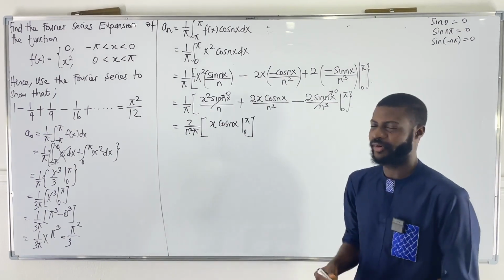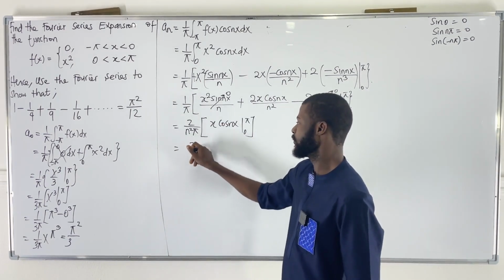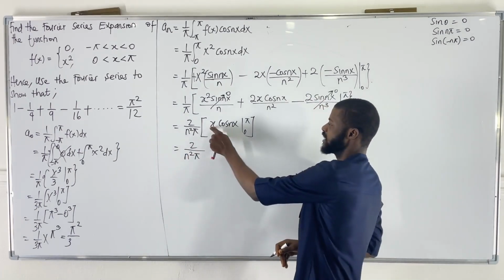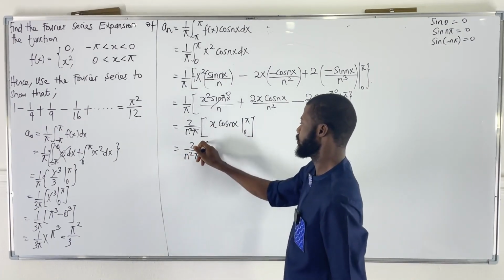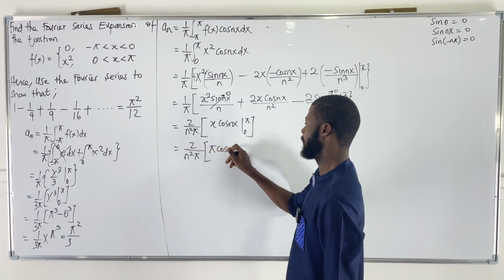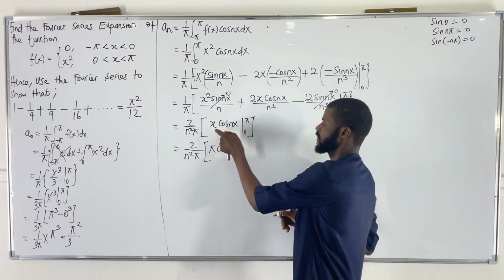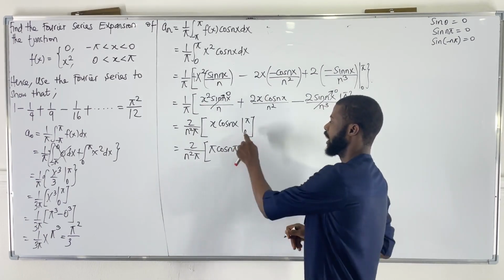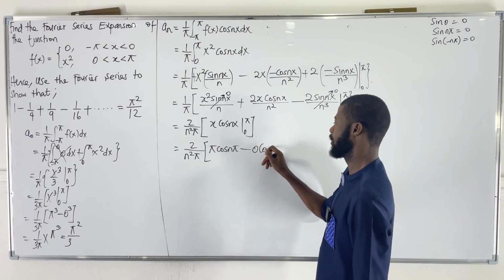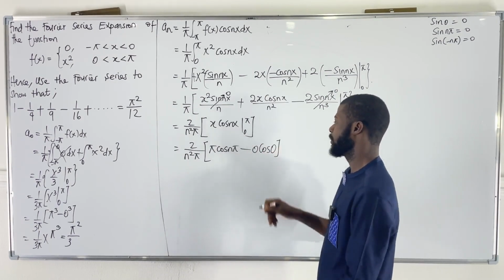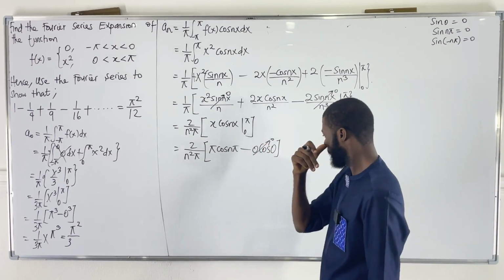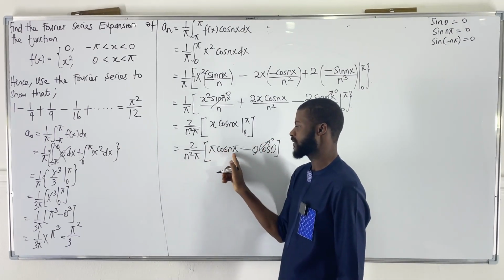Beautiful. Very, very beautiful. So this will be 2 divided by n squared pi. Now anywhere we see x, we're going to be putting pi. So this will be pi cos n pi. And then minus, anywhere you see x the second time, we're going to be putting 0. So this will be 0 cos 0. But the thing is, 0 times anything is 0. So this guy here is gone. So what's remaining is this pi cos n pi.